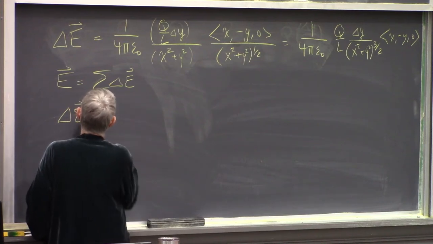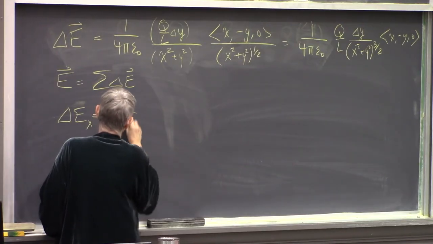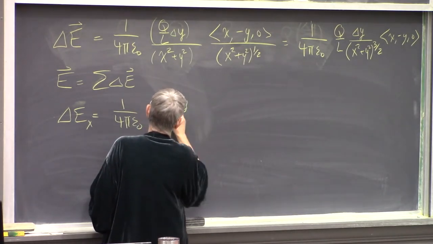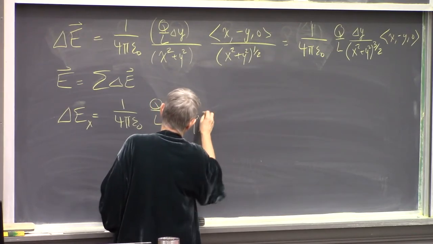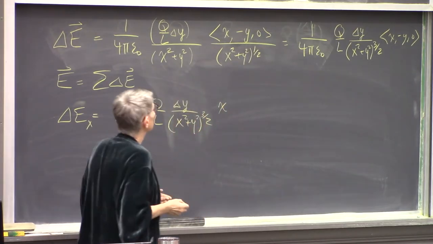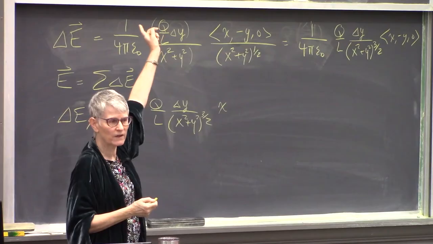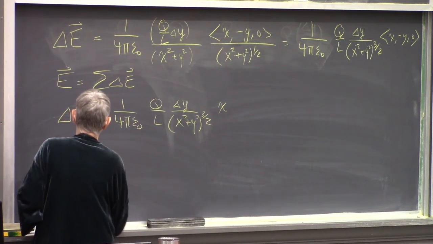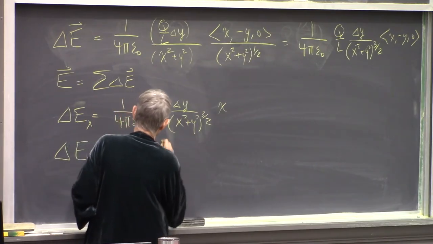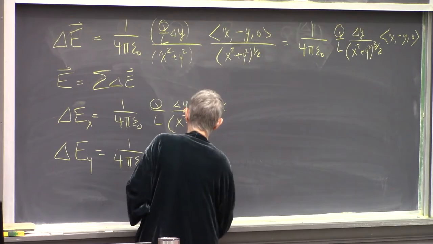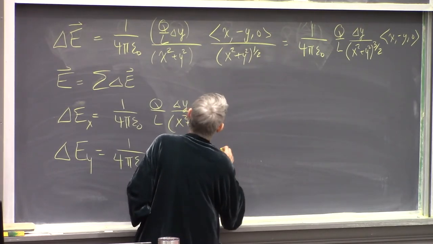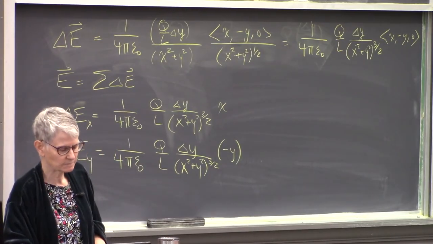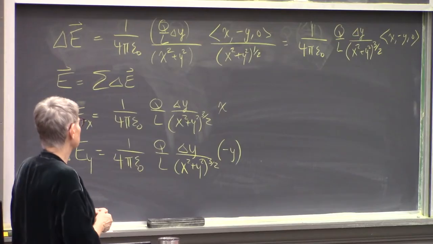So the x component is going to be 1 over 4 pi epsilon 0, Q over L, delta y over (x squared plus y squared) to the 3/2, times x, which is our distance along the x-axis to the observation location, and delta E sub y has a lot of the same stuff, Q over L, delta y over (x squared plus y squared) to the 3/2, times a negative y.